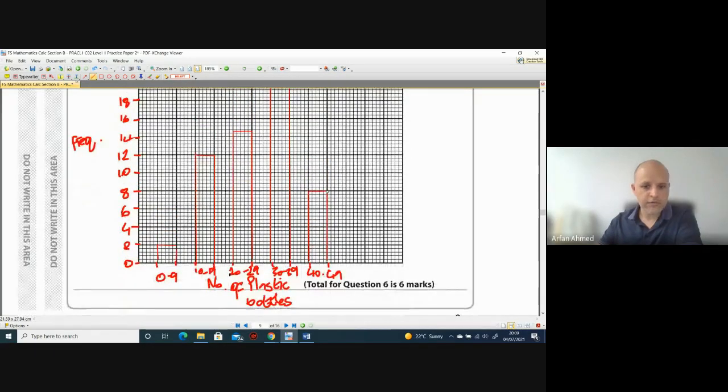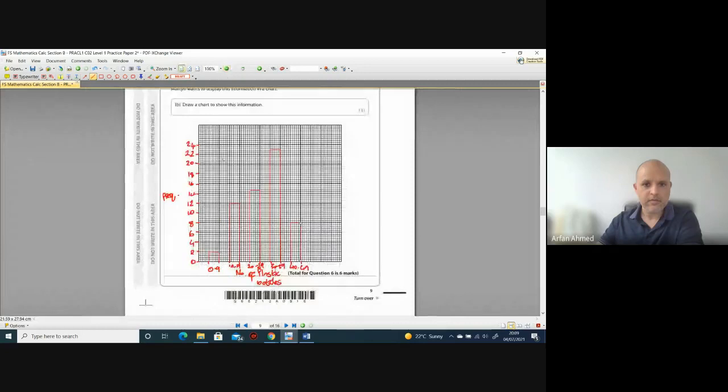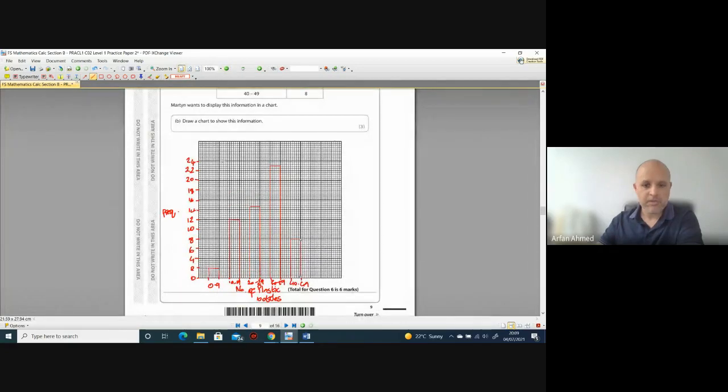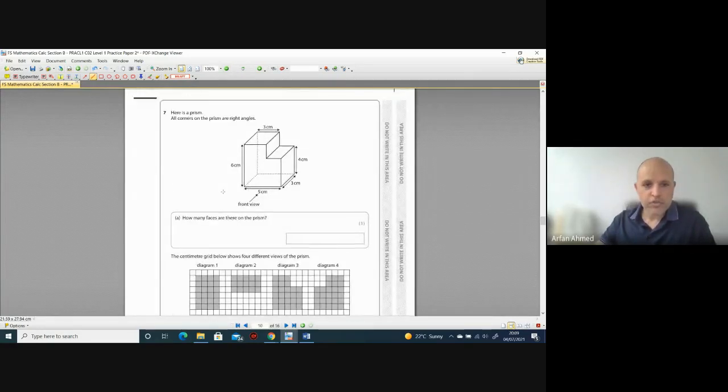Again, you don't have to do it like this. There's loads of ways. That's just one example. I'd probably do these last, to be honest. These type of questions are dead easy. You should know how to make a bar chart. Let's move on. Question 7.